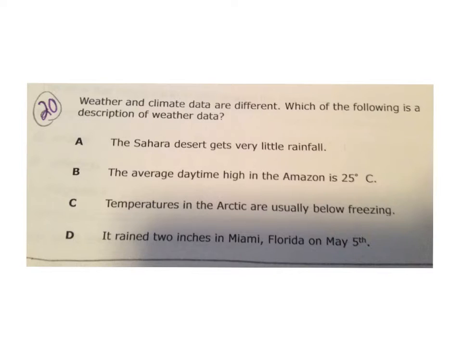Number 20, weather and climate data are different. Which of the following is a description of weather data? A, the Sahara Desert gets very little rainfall. B, the average daytime high in the Amazon is 25 degrees Celsius. C, temperatures in the Arctic are usually below freezing. And D, it rained 2 inches in Miami, Florida, on May the 5th. Okay, you are looking for a description of weather data.